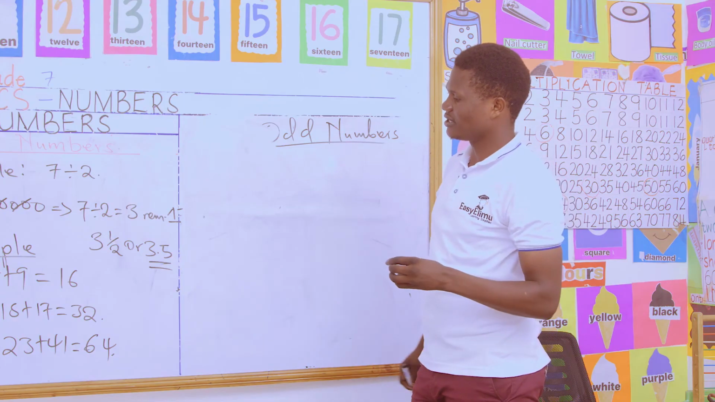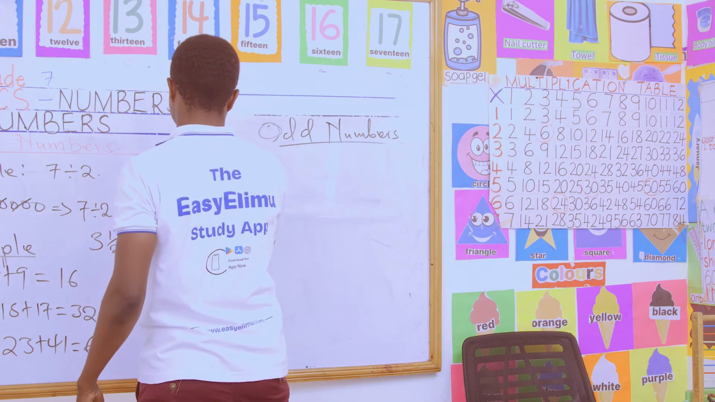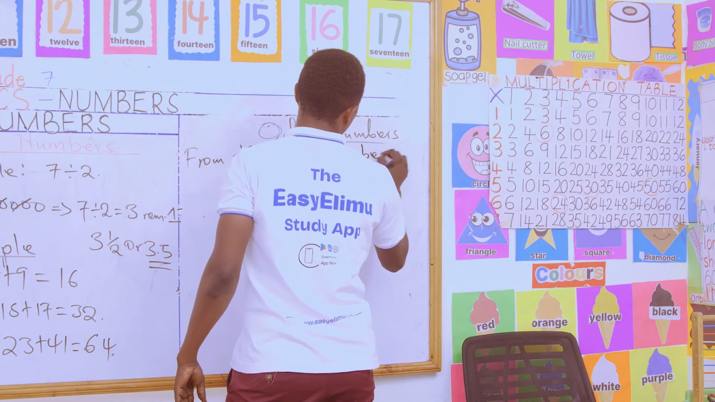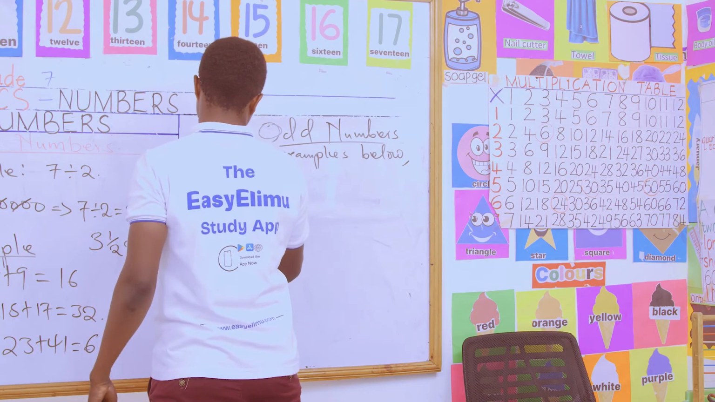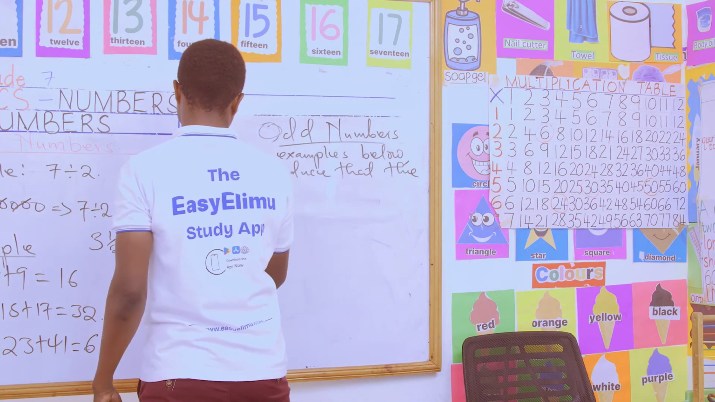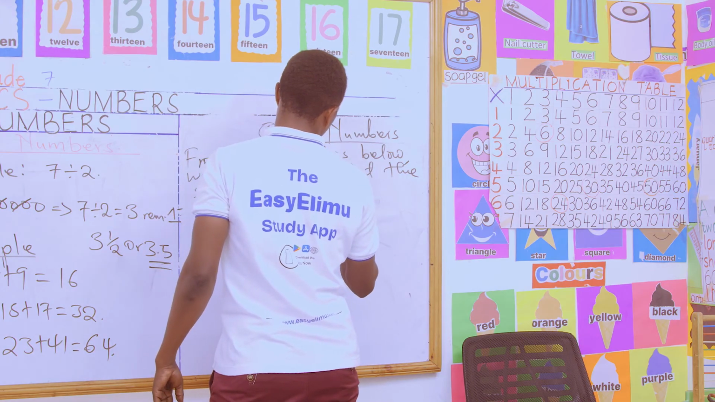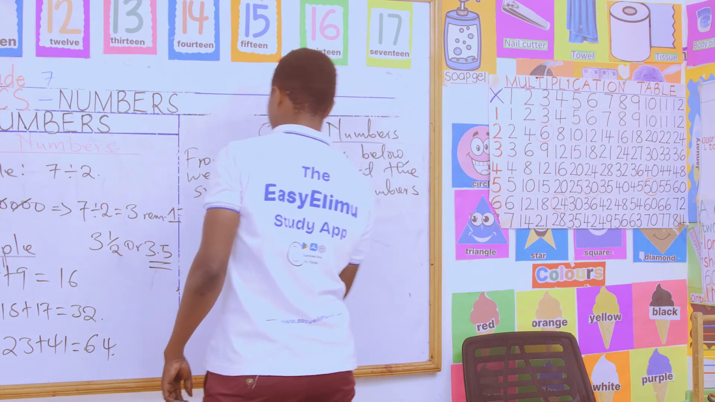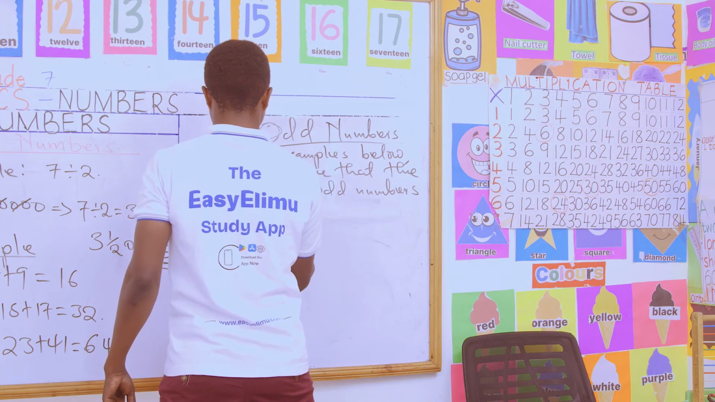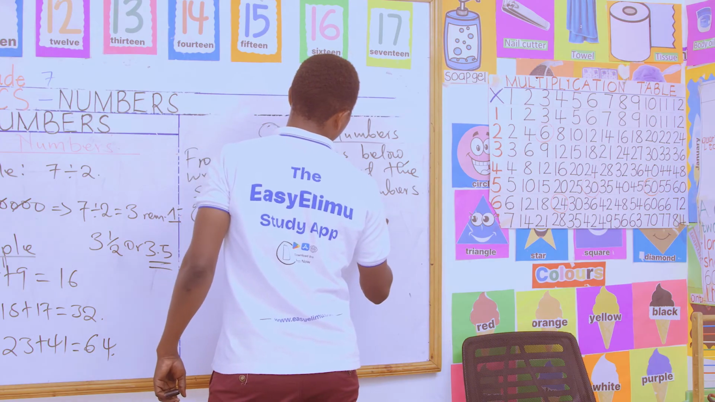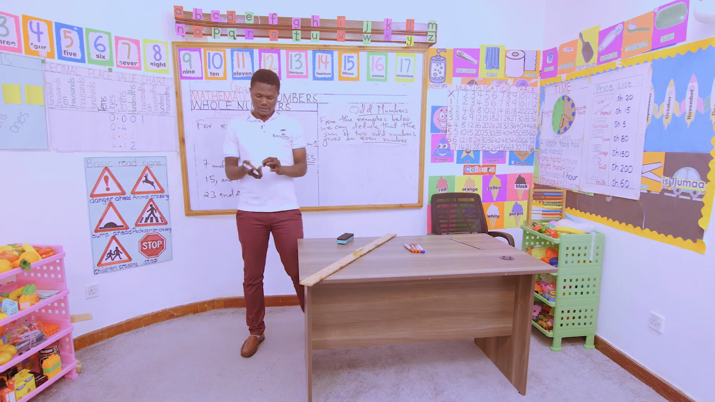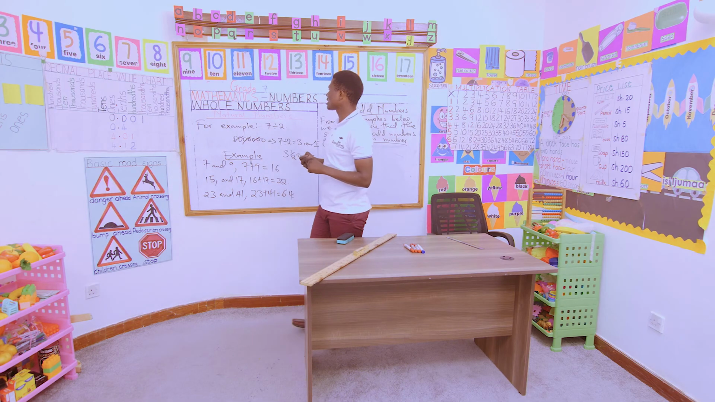Correct. So from the examples below, we can deduce that the sum of two odd numbers gives an even number. The sum of two odd numbers gives an even number. So that is all I wanted us to discuss about odd numbers.